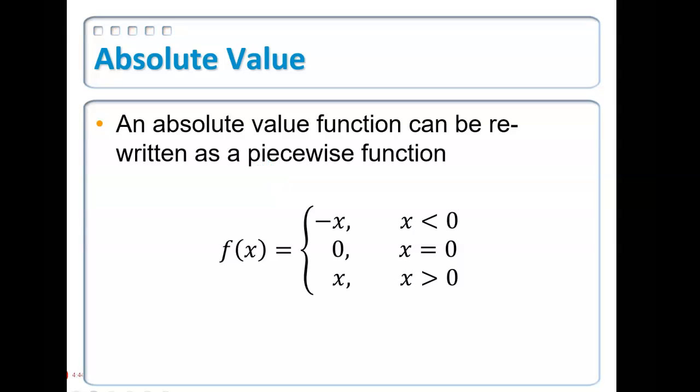An absolute value function is learned after piecewise because an absolute value function is actually represented by a piecewise function. So the absolute value of x could actually be written as three separate equations. It could be written as negative x, 0, and x for x less than 0, equal to 0, and greater than 0. The absolute value function can be written as a piecewise function.